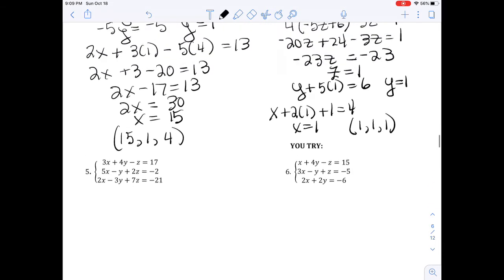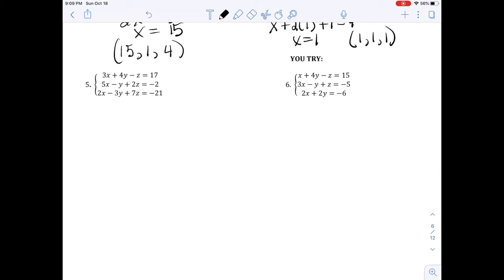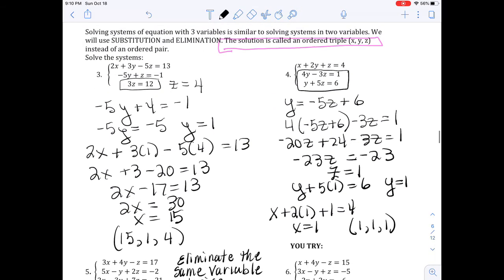All right, let's move on to the third one, which is a little more complicated because each of the equations has 3 variables in them. So our goal is to take this 3 by 3 and eliminate the same variable twice. So I'm going to write that down. Eliminate the same variable twice so that we end up with a mini system like we had in number 4.